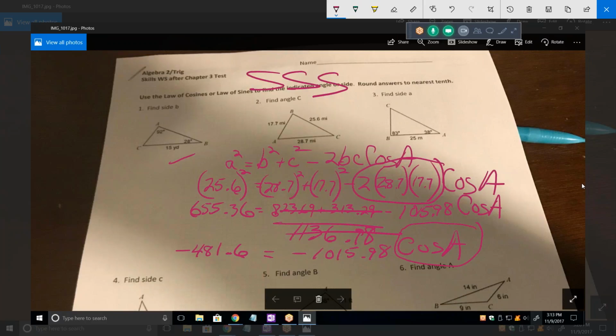Now I've got 1015 as a multiplier, so let's divide by 1015, and that will bring me down to cosine of A. So what is this number on the left?